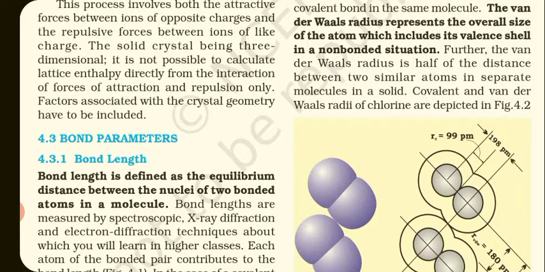The van der Waals radius represents the overall size of the atom, which includes its valency shell in a non-bonded situation. Van der Waals bonds are temporary and weak in nature. But van der Waals radius represents the overall size of the atom, which includes its valency shell also, in a non-bonded condition, meaning the atom is free.